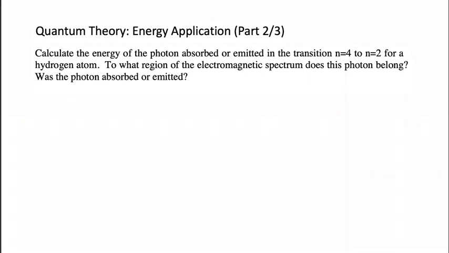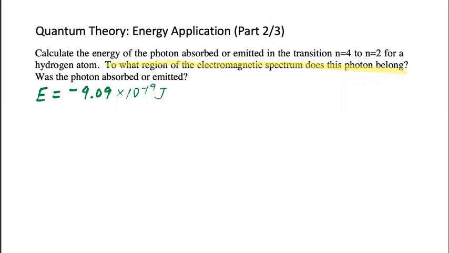Quantum theory, energy application part 2. So in this video, we'll talk about the next part. To what region of the electromagnetic spectrum does this photon belong to? So earlier in part 1, we found that energy is negative 4.09 times 10 to the negative 19 joules.